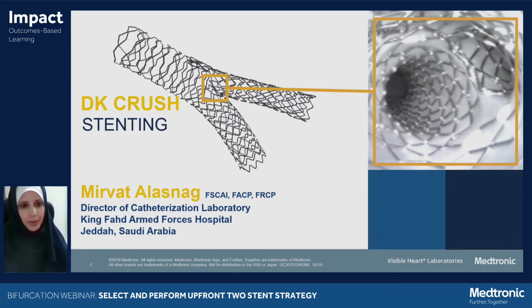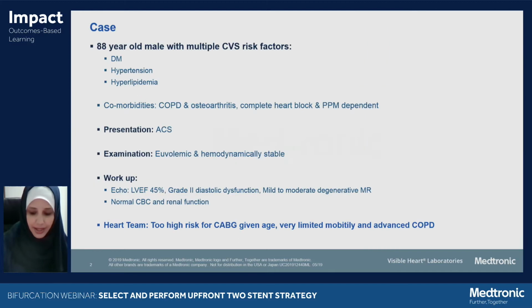So the purpose of this presentation is really to go over the different steps of the DK crush and to see how we can embrace this new technique with the technology that we have.